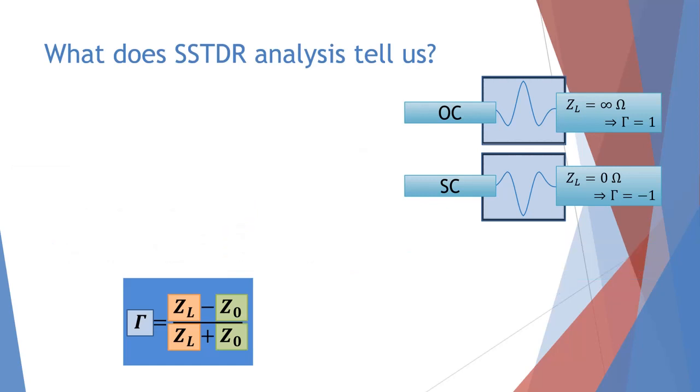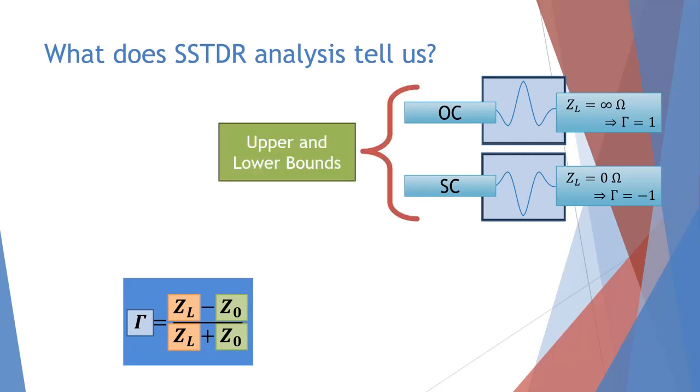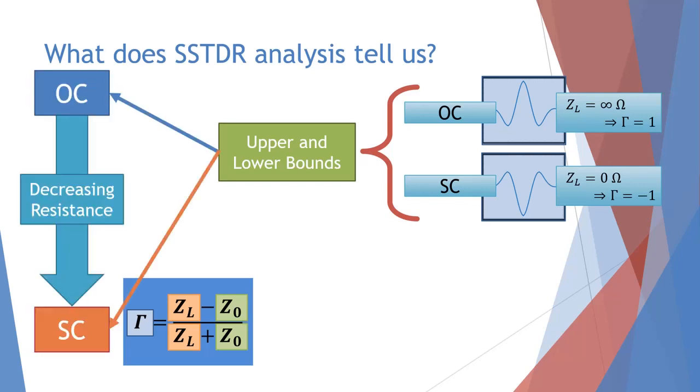The open circuit and short circuit are unique because they are the upper and lower bounds of our reflection coefficient. This means that a reflection signature from any resistance or impedance that's between infinity and 0 will lie somewhere between our characteristic open circuit and characteristic short circuit SSTDR response.